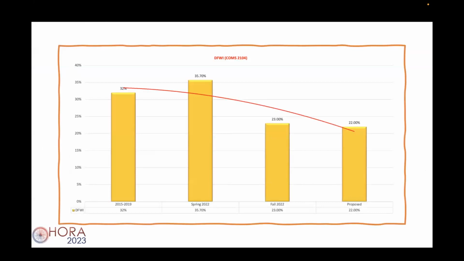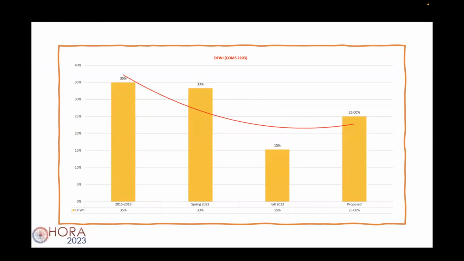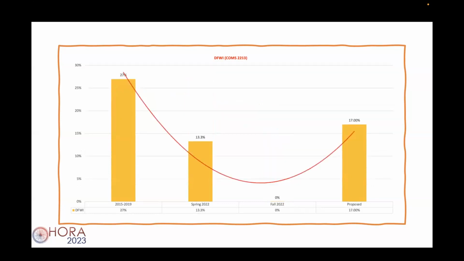And this is our DFW rate from 2015 to 2019 to last fall 2020-22. For Programming 1, our target was to make it 22%, and we made it 23%. For Programming 2, our DFW rate was 35%, our target was to make it 25%, and we made it 15%. And for the Data Structures course, our DFW rate was 27%, our target was to make it 17%, and we made it 0%.